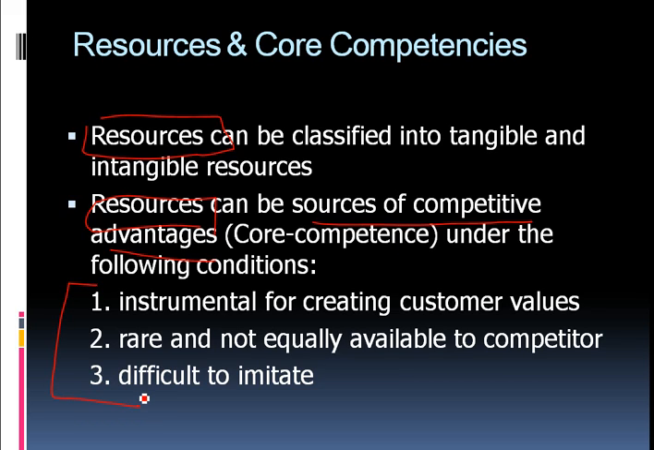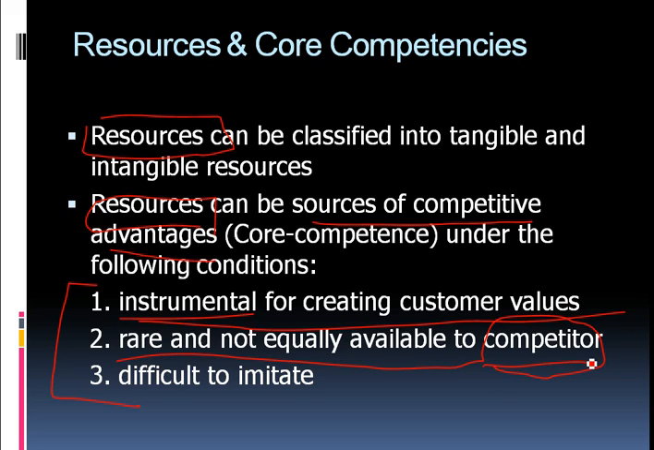Our textbook listed three conditions. The first one is that it should be instrumental for creating customer value. That should be contributing to the customer value. And that is rare and not equally available to your competitors. So you have this resource, but your competitors should not have that resource as much as you have.